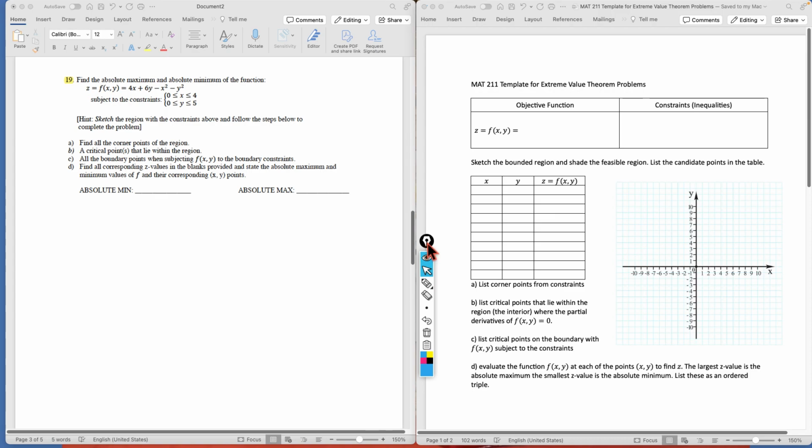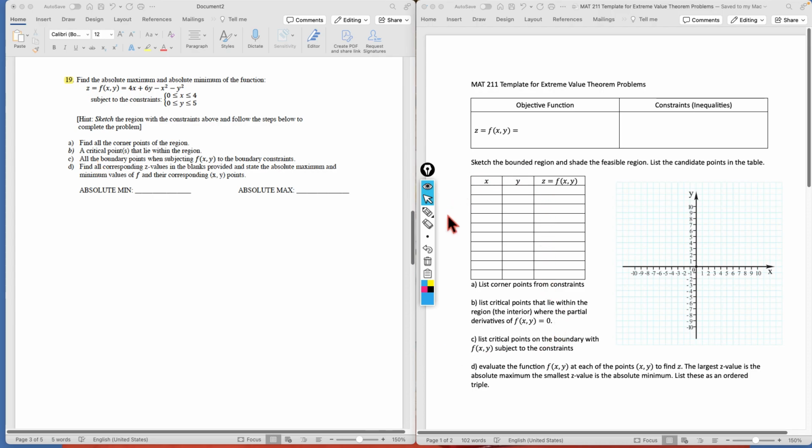Yes, it's many steps. Again, I encourage you to use this template to work through the problems from the homework as well, and the practice questions. So I'm going to take a stab here at question number 19. I have not worked this in advance, so let's see how this goes.